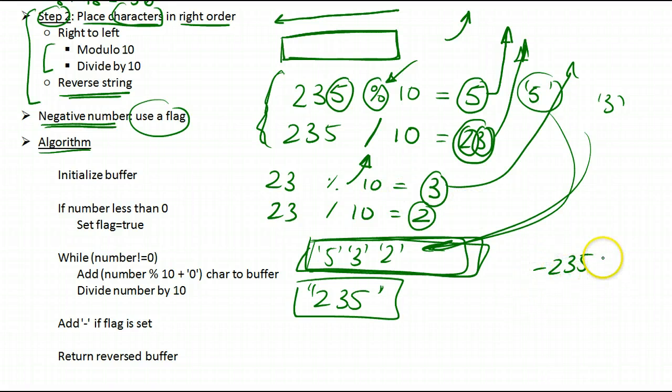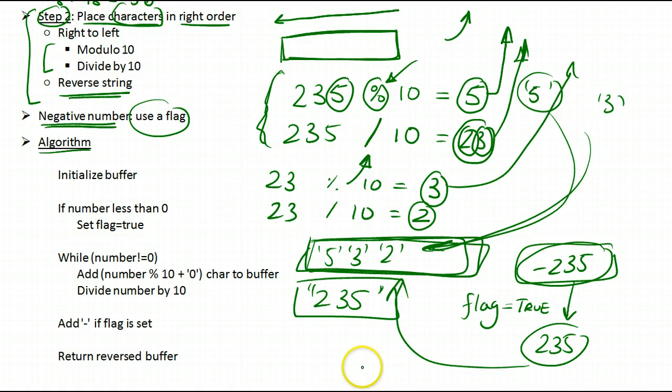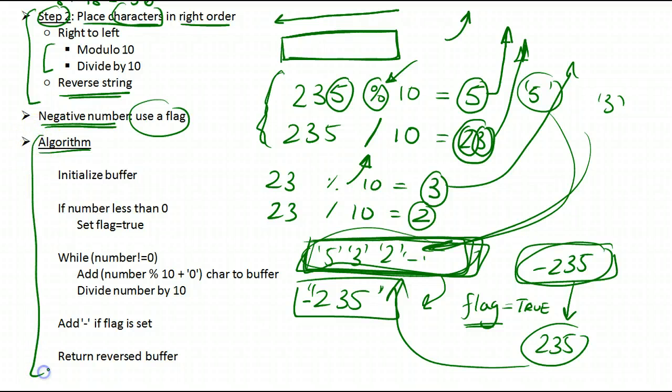At the beginning, I will check if this number is negative, so I'll check if it's less than 0. If it is, I will set a flag to true so I can remind myself that it is in fact less than 0, and then I will take the positive equivalent of this number, 235, and deal with it according to the process I just described. At the end, when I'm done, I will check the flag. If it's true, I will add a negative character or a dash to my reversed buffer. Then, when I have all this together, we reverse it, and the negative will come at the front of the string. So this works perfectly.